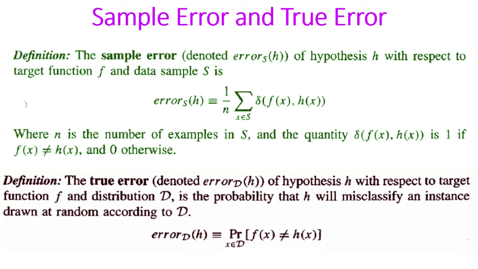What we usually wish to know is the true error of the hypothesis, because this is the error we can expect when applying the hypothesis to future examples. All we can measure is the sample error of the hypothesis for the data sample S that we happen to have in hand.